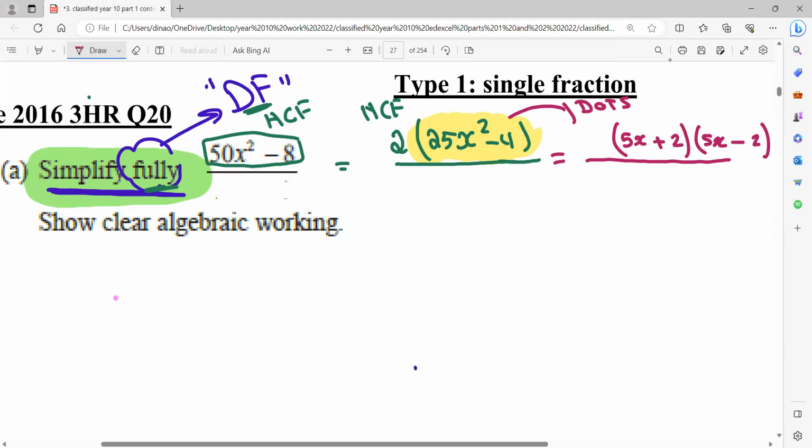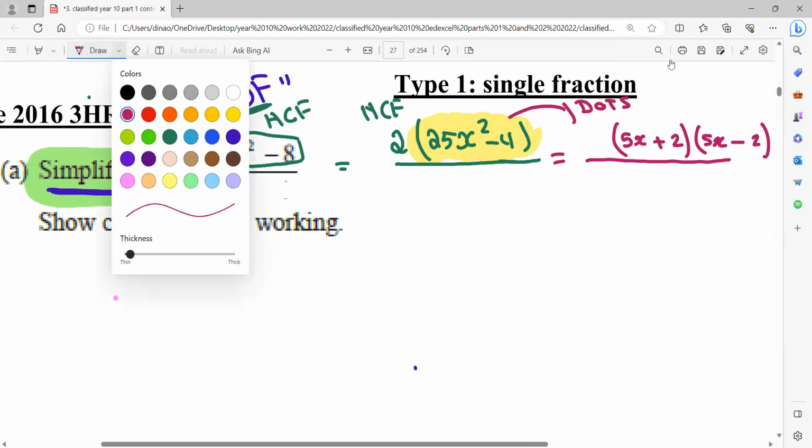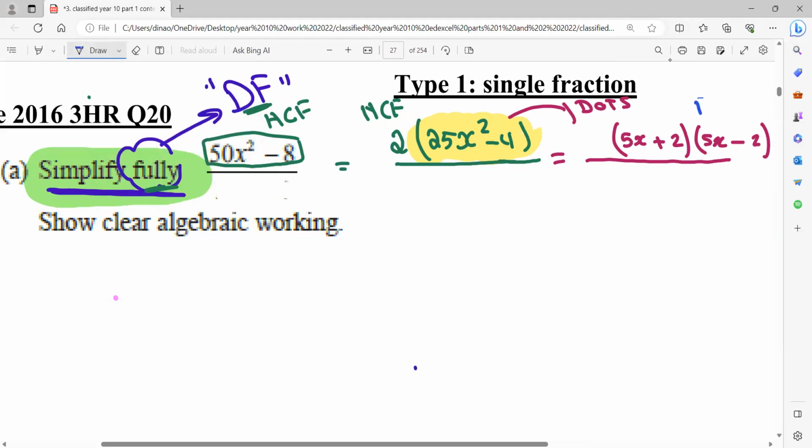Now, when you write the final answer of the factorization above, you must include the 2, which is your highest common factor. So the answer of the numerator is the 2 and the 2 brackets. So I must write all 3 items. This question is very important. Now I'll move on to the denominator.